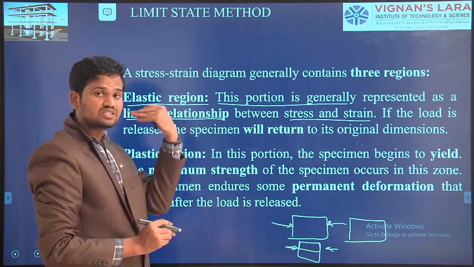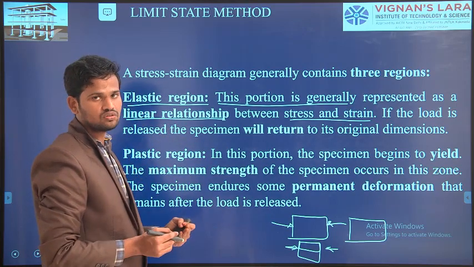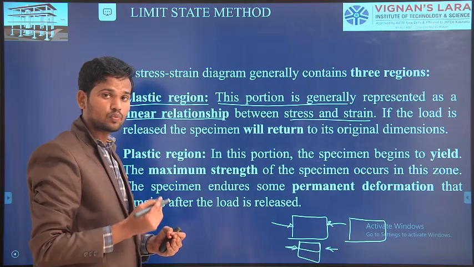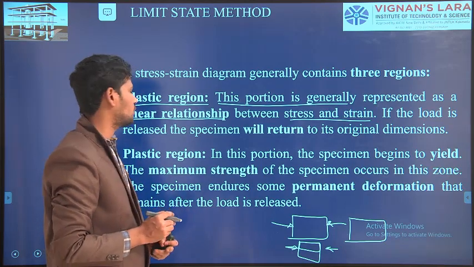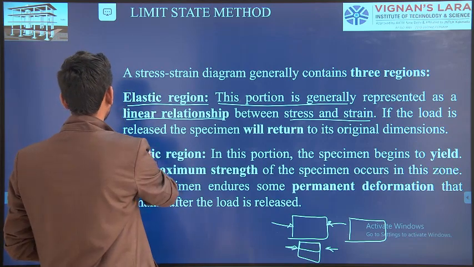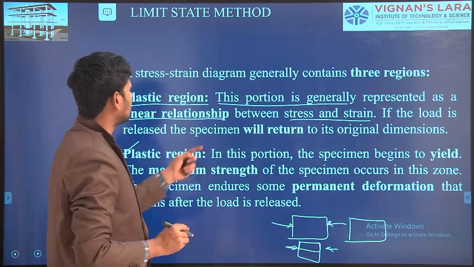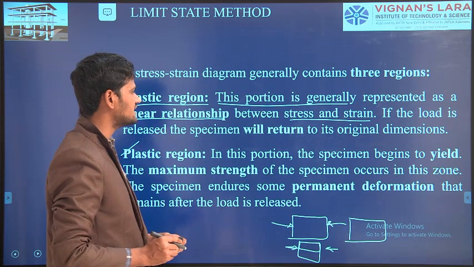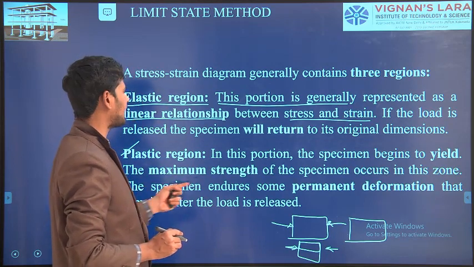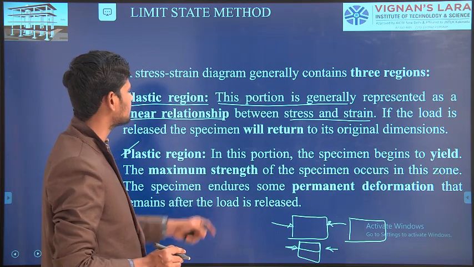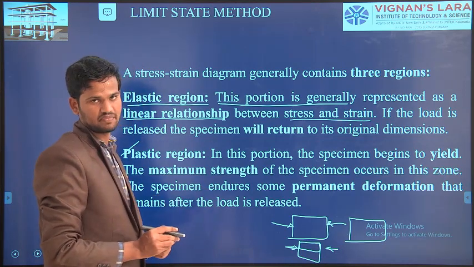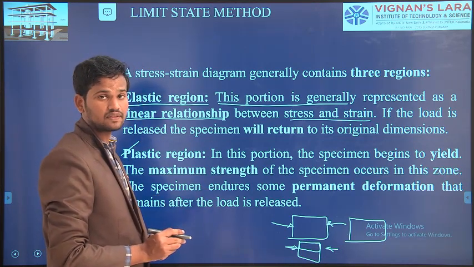That means stress is directly proportional to strain, and then the member will get back to its original position. And the next one is the plastic region. In this portion, the specimen begins to yield, and the maximum strength of the specimen occurs in this zone. The specimen endures some permanent deformation due to the application of the load.